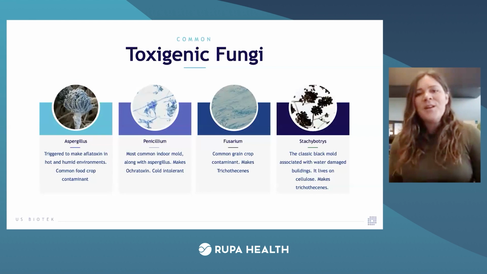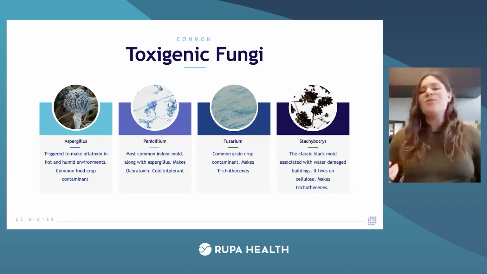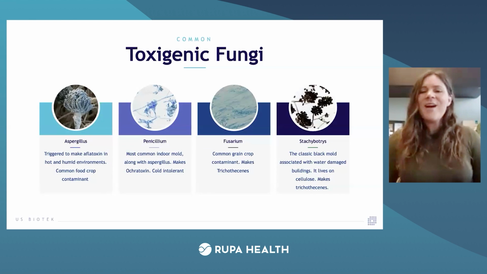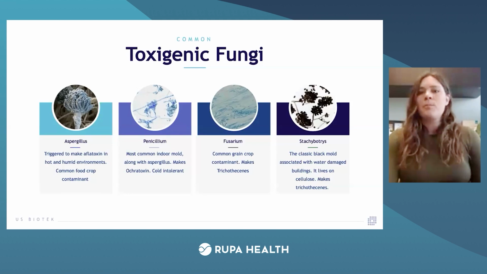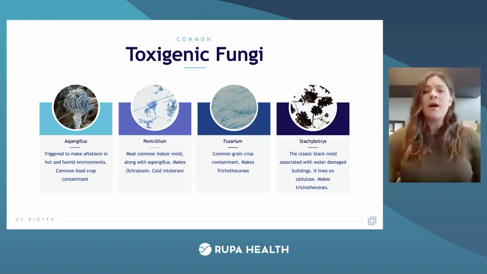It's one of the least common molds, but it's definitely one of the most famous molds because it makes you so sick and it's just so gross. This guy loves cellulose. It will grow on any plant material. So cellulose, you can think about wood. That's obviously largely cellulose. Your plant fibers, even things like linens or cotton, Stacky will grow on that. And Stacky is known for making trichothecenes. So again, a big group of different types of mycotoxins.